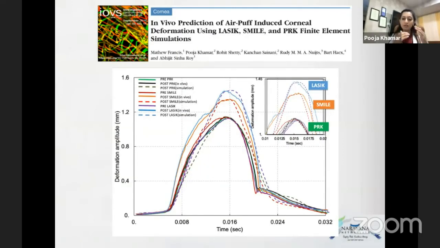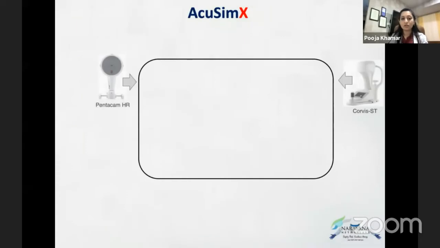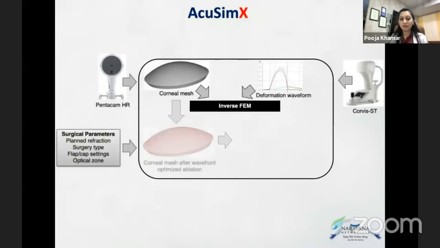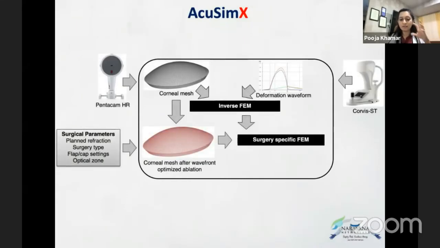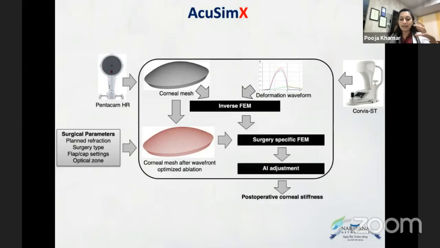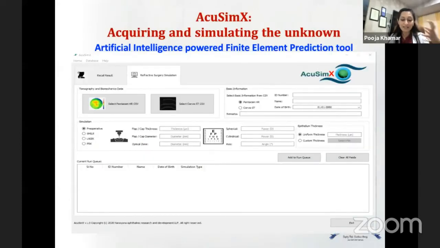It tries to predict the post-op stiffness of the cornea. Basically it will tell you which procedure is best for your patient, whether to do SMILE, LASIK, or PRK, and whether you will be in safe hands post-surgery or not. So it takes Pentacam and Corvis into consideration, creates a mesh-like model, and predicts the post-op stiffness for you. And this is how the software looks.